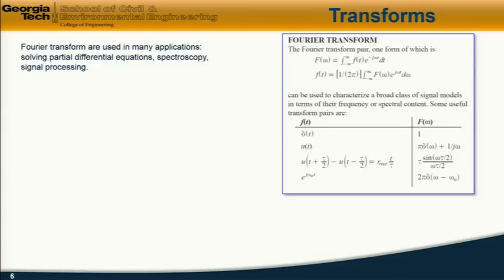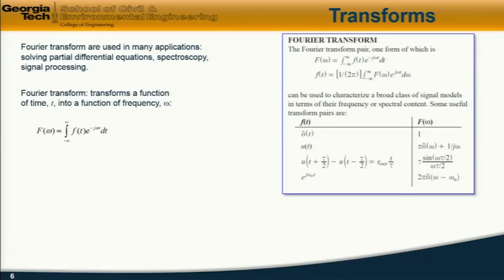Now, closely related to this is the idea of a Fourier transform, which is also very important in a wide range of engineering and physical problems, especially in terms of solving partial differential equations, spectroscopy, signal processing, image processing, and many more. The Fourier transform is defined as transforming a function of time, t, into a function of frequency omega. And the definition, which is given in the extract here, is F of omega is equal to the integral from minus infinity to infinity of the function of time multiplied by e to the minus j omega t dt, where j is the square root of minus 1.